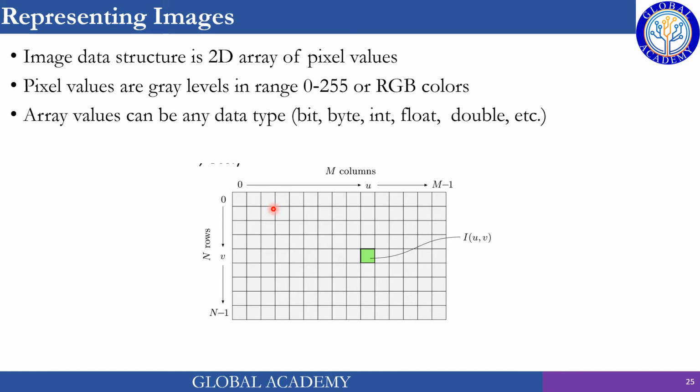The image data structure is a 2D array of pixel values. Pixel values are gray levels in the range 0 to 255. That's a very standard method. Or they are RGB colors. Array values can be any data type: bit, byte, int, float, double, which are the most common data types in programming languages. So this is the 0,0 index, and then these are the column numbers, column 1, 2, and so on up to n-1. And similarly we have rows, the 0th row, and then first, second, up to n-1.